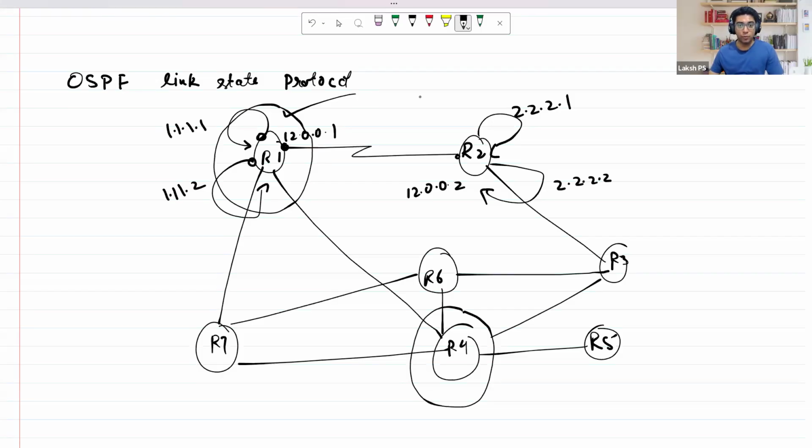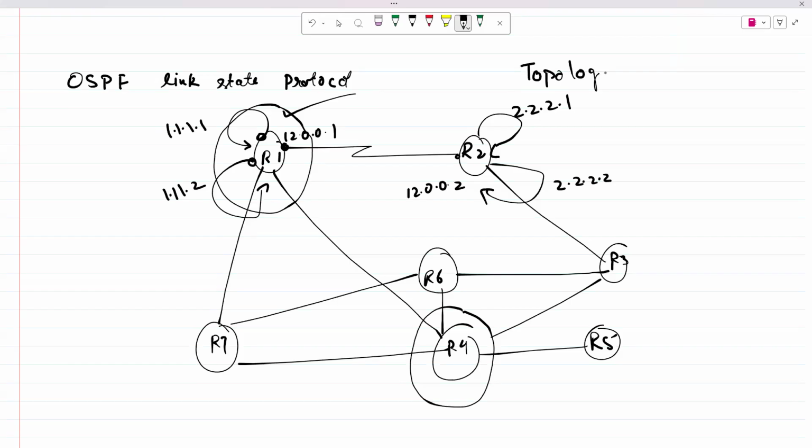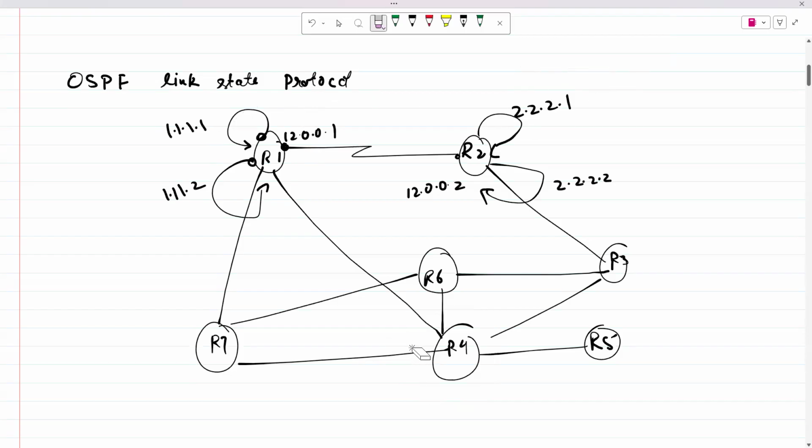Those are the links R1 knows about R4, and the cost of the links, from R1 to R4 reaching links. R4 might not connect from all of its links back to R1. It might go from R4 to R5 and somewhere else. That also R1 will know. R1 can reach R4 through various ways.